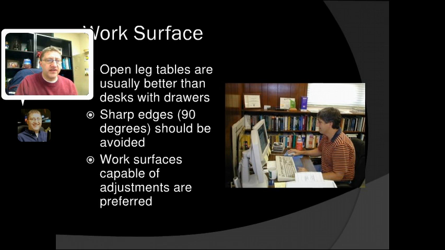Avoid those sharp edges. Dr. Smith's desk had very sharp edges. I don't know if you can see them there. It just dropped off. Corners were sharp. And there's no adjustment on this old wooden desk. You can't adjust the height. You can't extend the tray for the keyboard. Notice this keyboard's way up here away from his body.